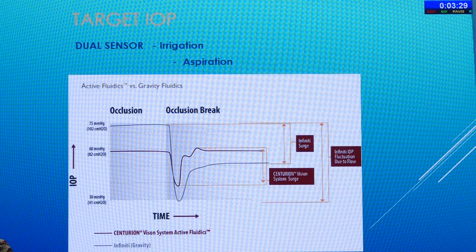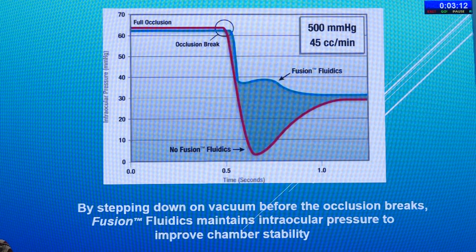Next came the advancement of active fluidics in the Centurion system by Alcon. They have dual sensors in irrigation as well as aspiration, so they have a definite advantage over the gravity-based fluidics which was used in the previous machine, the Infinity. What happens in Centurion? The machine senses and steps down on the vacuum before the occlusion breaks. This active fluidics maintains the intraocular chamber and improves chamber stability by control of the target intraocular pressure. So it is a very, very safe system which has been developed in the Centurion, and it takes care of the surge. We almost have no surge in these advanced machines.